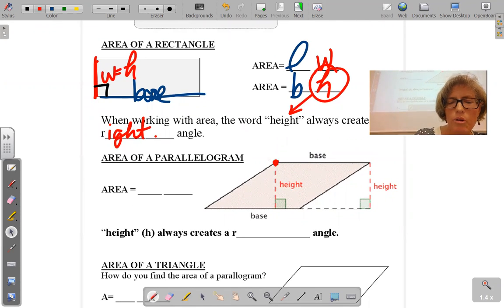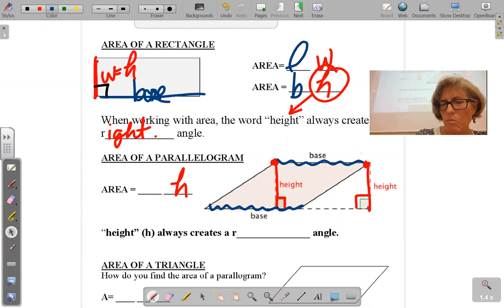So in a parallelogram, because it's shoved sideways, the height drops straight down from a corner, either inside or outside. And the base is either one of these sides that it meets, and you only need one of them.